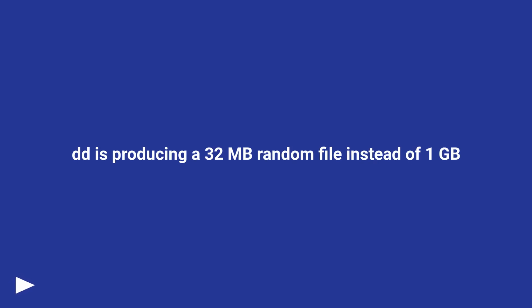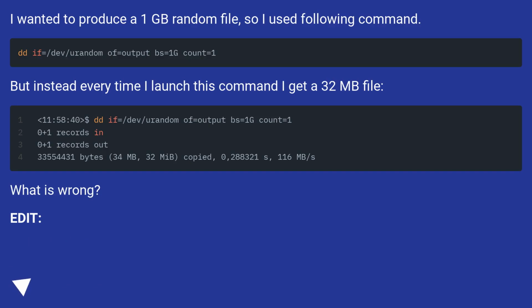dd is producing a 32 MB random file instead of 1 GB. I wanted to produce a 1 GB random file, so I used the following command. But instead, every time I launch this command, I get a 32 MB file. What is wrong? Edit.